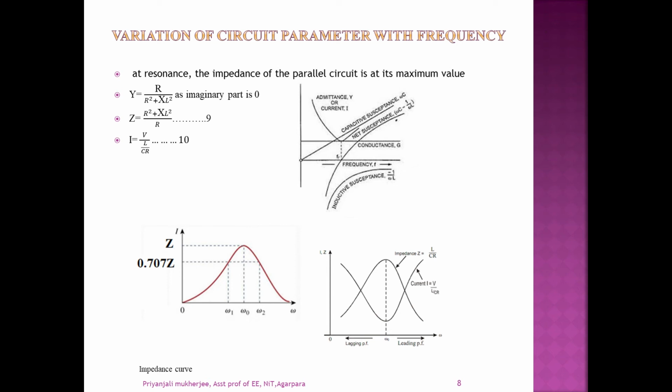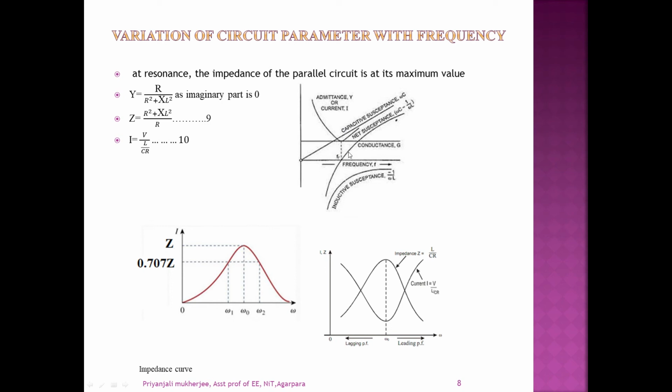Next is the variation of circuit parameters with frequency. Here the frequency is represented on the x-axis, and if we consider omega C, then it becomes a straight line. That is the capacitive susceptance BC, equal to omega C, and that is equal to 1 by XC. And for BL, that is 1 by omega L, the inductive susceptance, it becomes a hyperbolic curve. From this graph, we can say that at the resonating frequency Fr, both are the same.